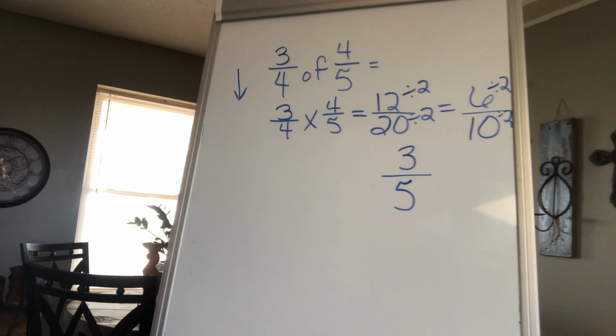And then I stop and look. Is there any number that they can both be divided by and get a 0 remainder? And no, there's not. There's not any number that I can divide 3 and 5 with except a 1, and that wouldn't change the answer.